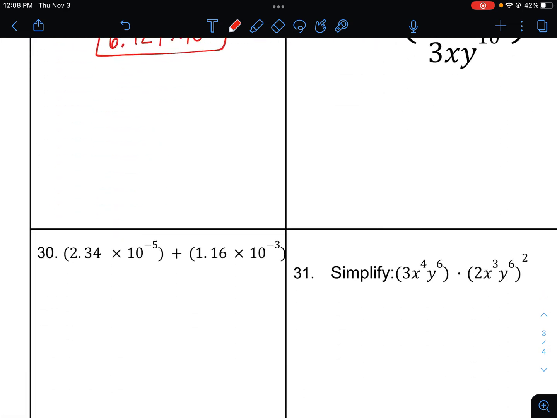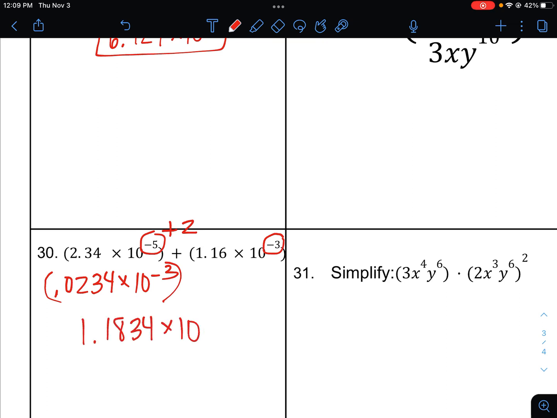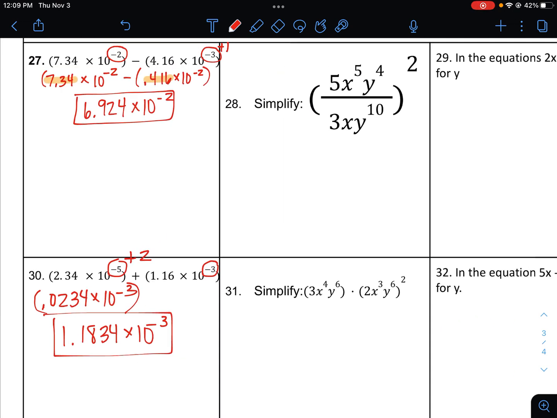Let's go to the one below it. So I have exponents of -5 and -3. So I am going to just keep with that same method. I'm going to add 2 here, make it larger, move it left. So that's going to be 0.0234 times 10 to the negative third. And I'm going to add that to 1.16 plus 0.0234. So 1.1834 times 10 to the negative third. Again, factor between 1 and 10.